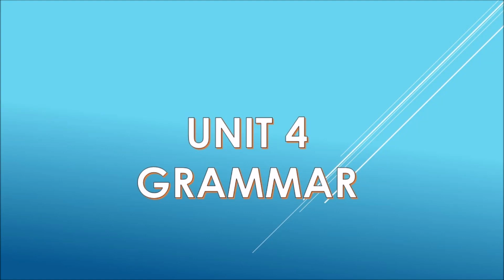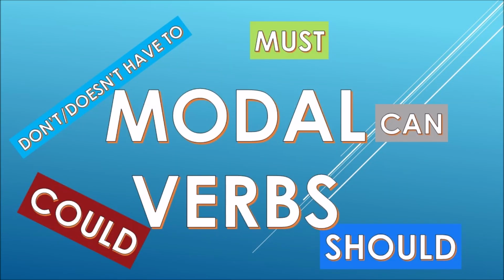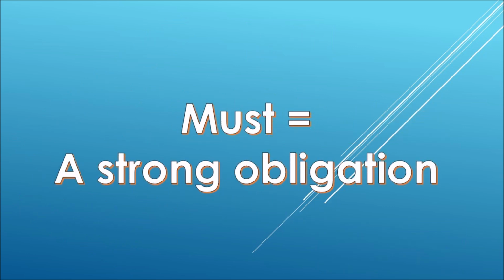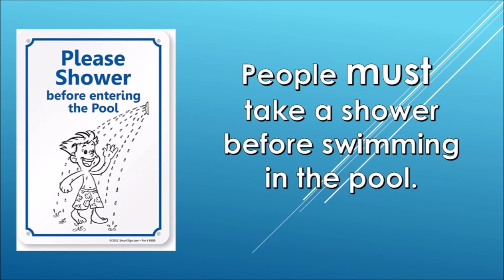Unit 4. Grammar. Modal verbs. Must is a modal verb that indicates a strong obligation. For example, there is a rule when people go to swim in a public pool. They must take a shower before swimming.